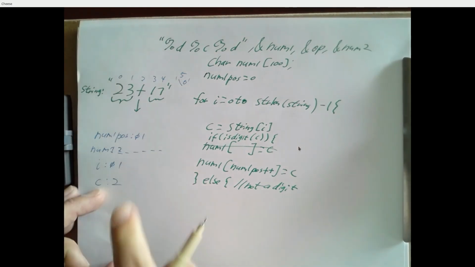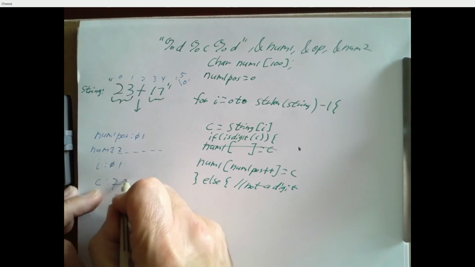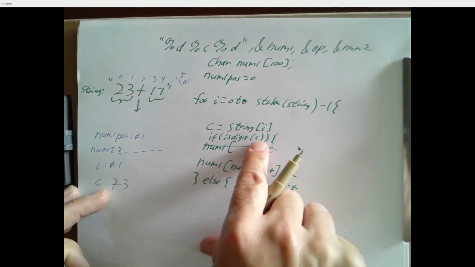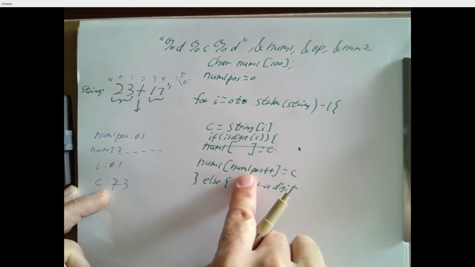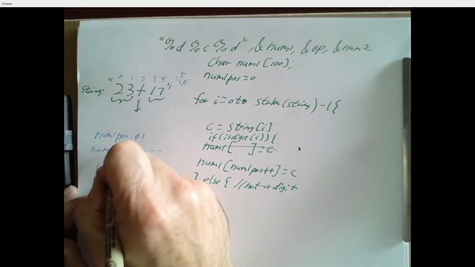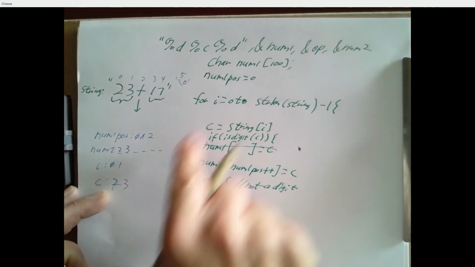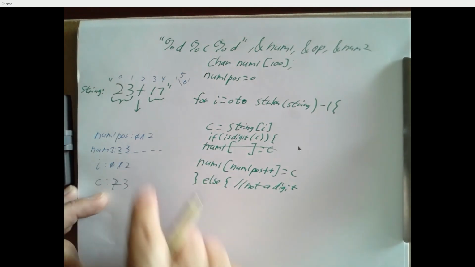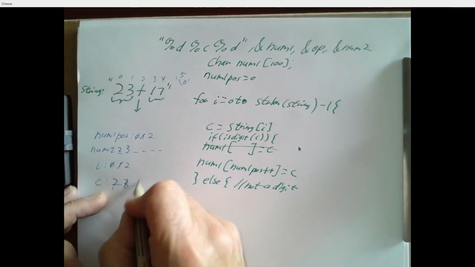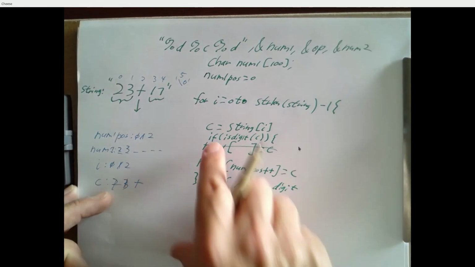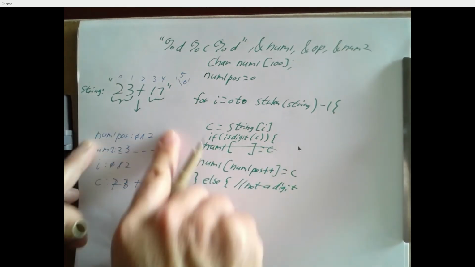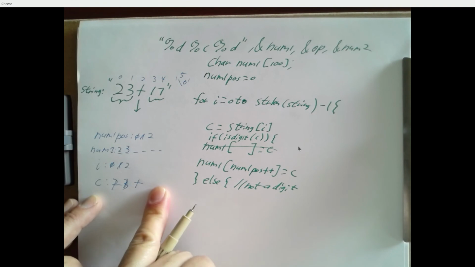I is going to be 1, C is going to be character 1, which is a 3. 3 is a digit, so we're going to store that in position 1. And we're going to increment num1 pos. We're going to go back to the top of the loop. I is going to be equal to 2. C is going to be character 2. That's not a digit. Okay, so this is our current setup of the machine.